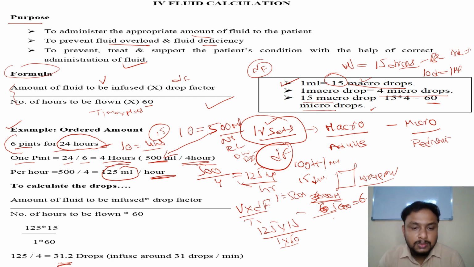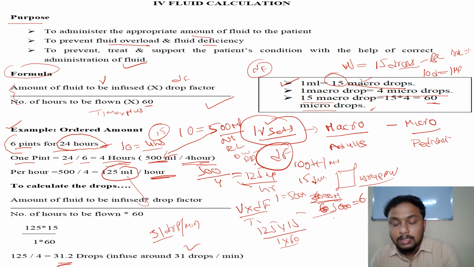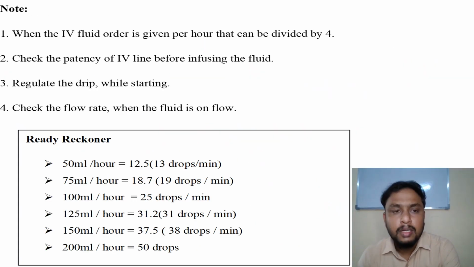So your answer will be 31.2 drops per minute. You need to set the IV set for 31 drops per minute. If you infuse 31 drops per minute, then you can infuse 125 ml per hour. Okay, that is your solution.